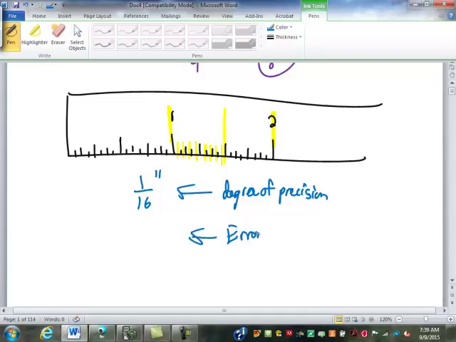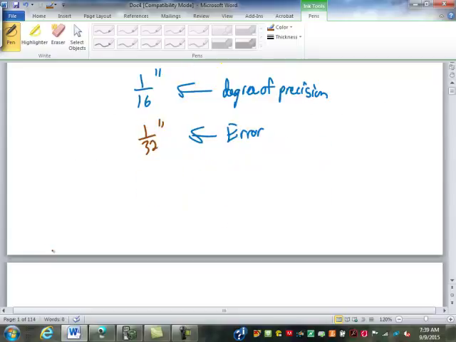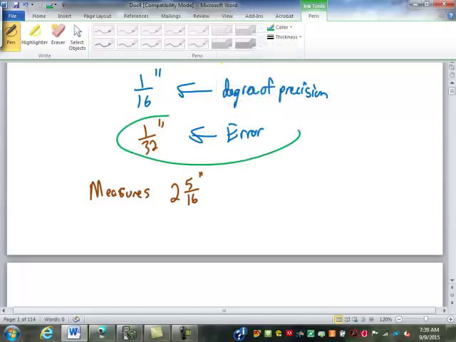What is that possible measurement error then? A 32nd. Very good. 1/2 of a 16th. 16th divided by 2 is 1/32. So if I measure something with this ruler, and I state that it measures 2 5/16 of an inch, technically, because this has a possible error of a 32nd of an inch, that is plus or minus 1/32 of an inch.